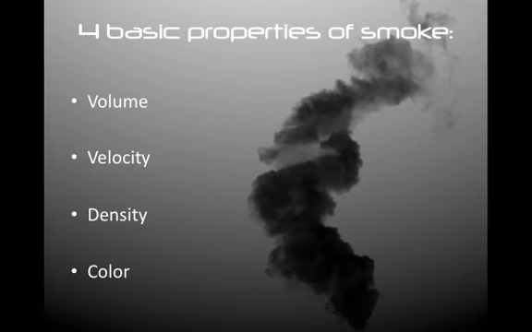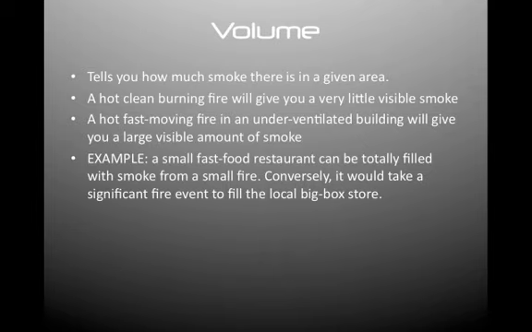Okay, so there are 4 basic properties of smoke you should consider: volume, velocity, density, and color. The volume of smoke tells you how much smoke there is in a given area. If you are rendering a scene, you need to take into account what space the smoke is in. If, let's say, a McDonald's is on fire, the smoke will probably engulf the whole building. But if it's in a place like Walmart, it would take a really big fire for that whole place to be filled with smoke.